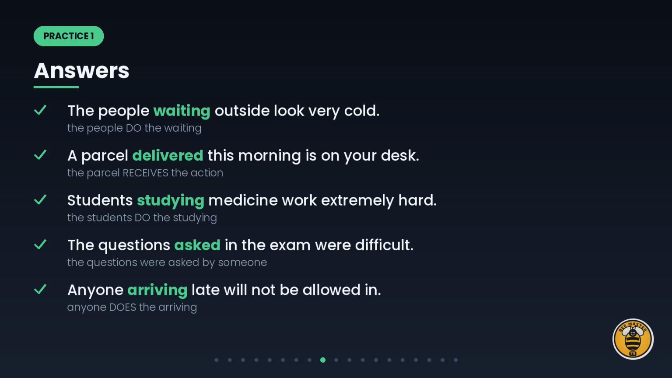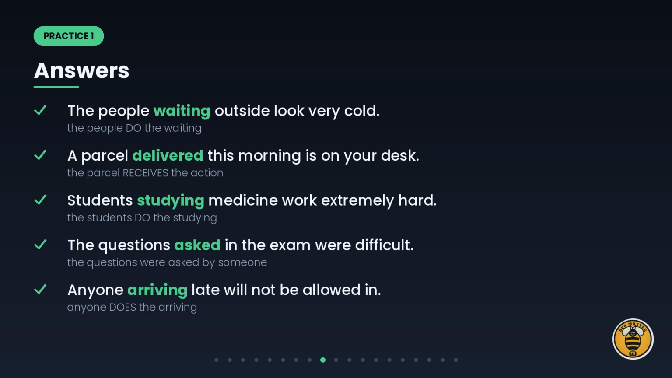Here are the answers. 1. The people waiting outside look very cold. The people do the waiting, so we need -ing. 2. A parcel delivered this morning is on your desk. The parcel is delivered by somebody else, so past participle.